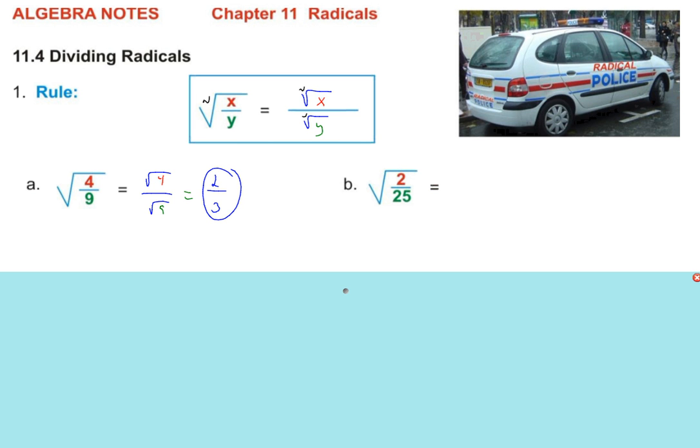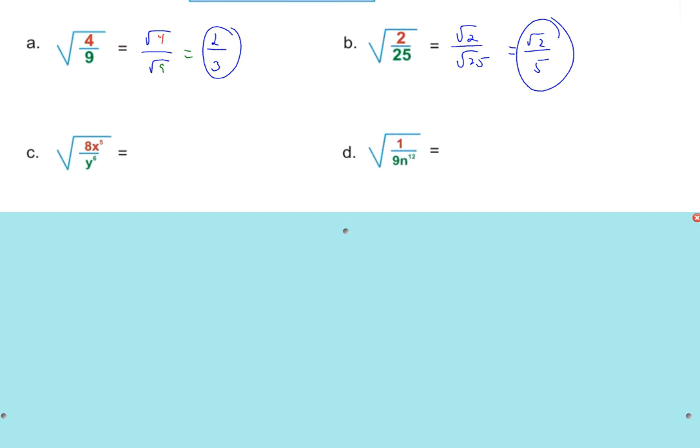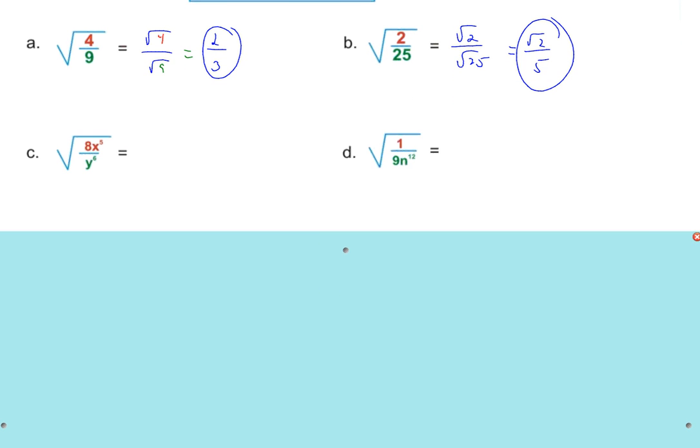So something like b, all right, not a problem. Square root of 2 divided by the square root of 25. And again, you're going to simplify where you can, right? So this is just going to stay on the top as the square root of 2, and the bottom's going to be a 5, right? Square root of 2 over 5. Nothing difficult there. Nothing earth-shattering. Nothing of concern. All right, so why don't you go ahead and try to do C and then D. Go ahead and do C and D.